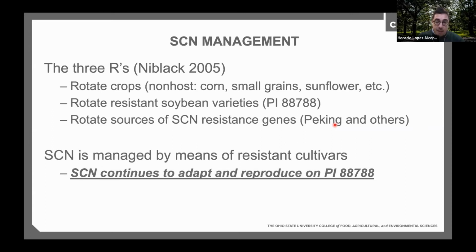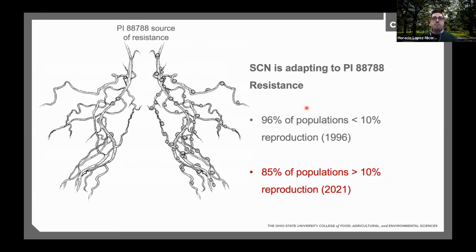Now, here comes something that we have been observing more and more, and we should be aware of, because we are strongly recommending that resistance should be the way to do this. But we know that soybean cyst nematode, the populations that we have in this part of the US, continues to adapt and reproduce on PI 88788, that source of resistance that is very prevalent in most of our commercially available soybean cultivars. So what do I mean when I say continues to adapt and reproduce?